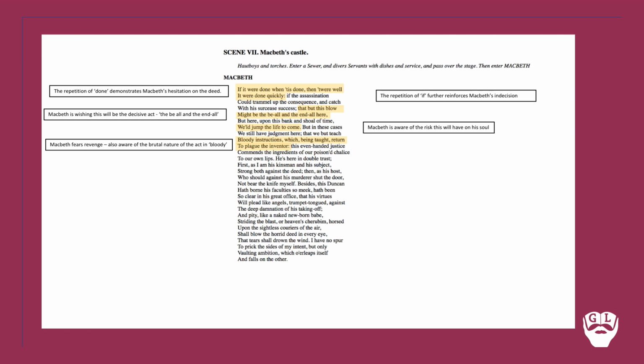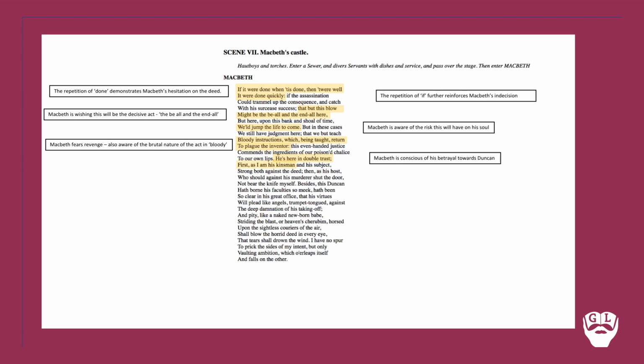As he continues, he even throws himself into further doubt. He's here in double trust. Macbeth is conscious of betraying Duncan. Okay, he's not blind to this. Macbeth is an intelligent man. He realizes that what he's doing here is actually a very untrustworthy act indeed.